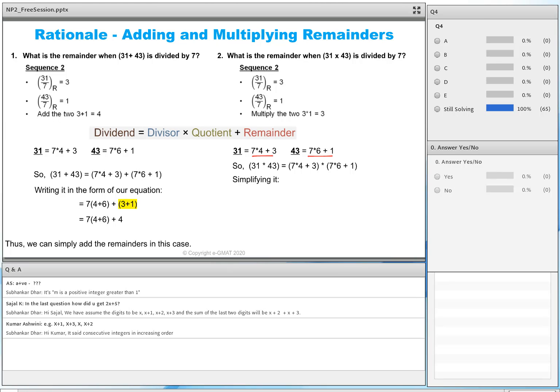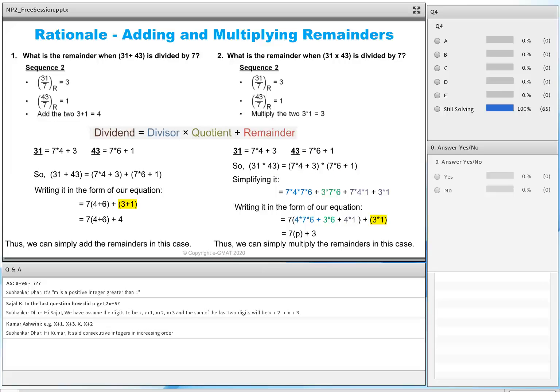Now 31, as we have already written, is 7 times 4 plus 3. 43 is 7 times 6 plus 1. When I multiply these two numbers, I get 7 times 4 plus 3 times 7 times 6 plus 1, which is of the form of a plus b times c plus d. Let's take this to be a, let's take this to be b, let's take this to be c and this part to be d. So this would help us visualize what we're doing here. So when I multiply a plus b times c plus d, I get a times c plus b times c plus a times d plus b times d.